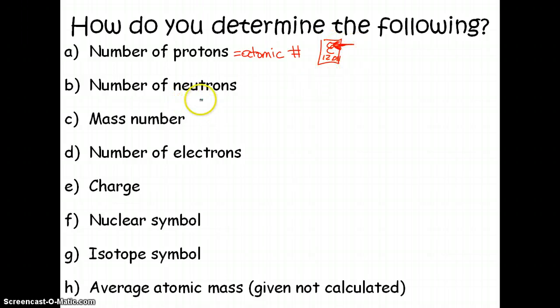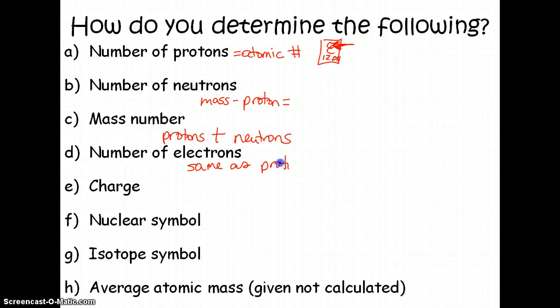Number of neutrons, you're going to do the mass number minus the proton number, or atomic number. That'll give you your number of neutrons. Now the mass number is basically the protons plus the neutrons. So the number of protons plus the number of neutrons gives you your mass number. Number of electrons, it's the same as protons in a neutral element.